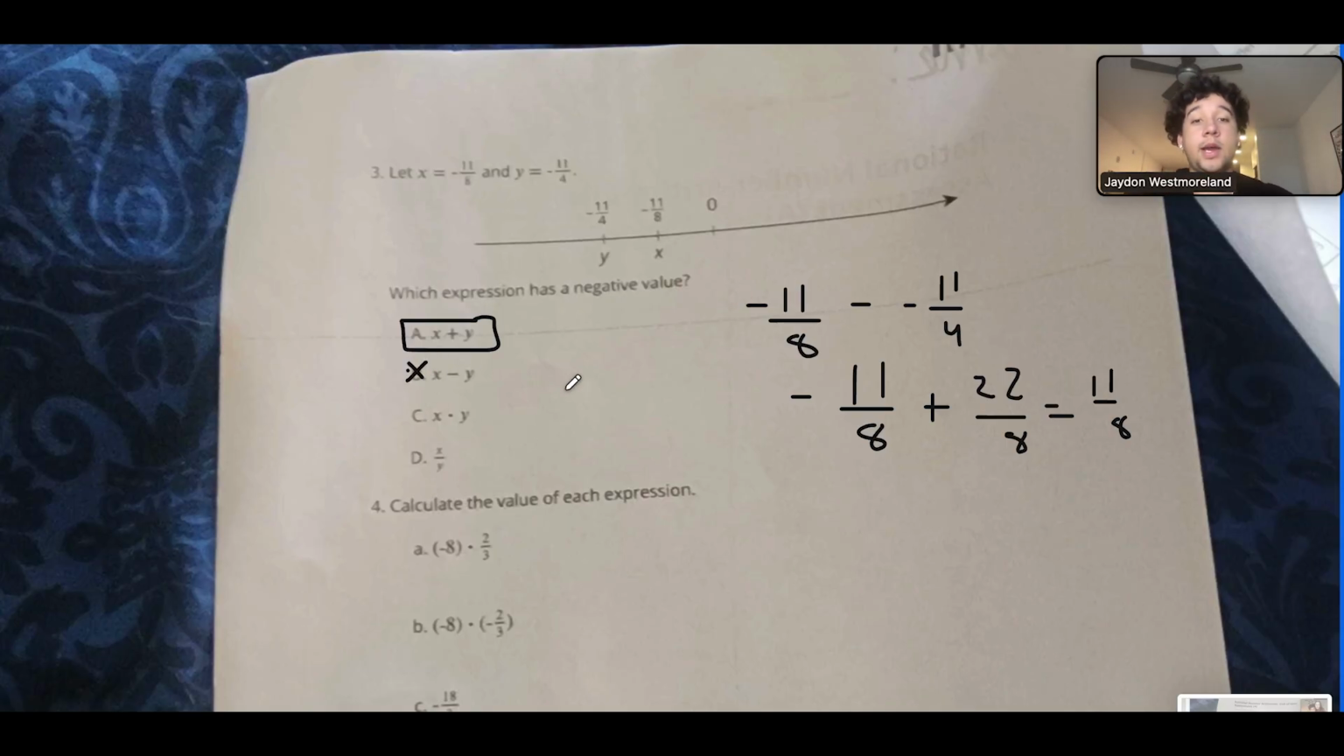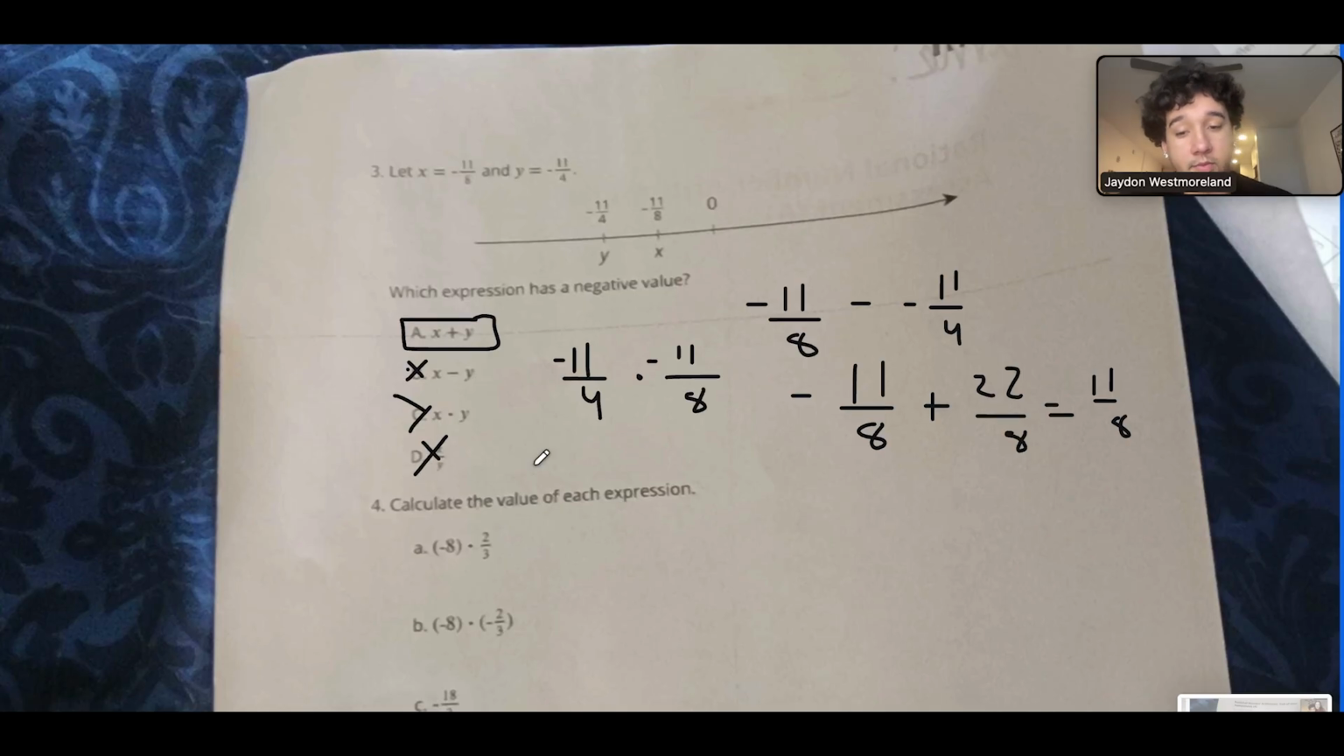Now, when I multiply these together, all I'm doing is just multiplying straight across. And in this case, obviously, we don't care much about the answer as we care about the signs. A negative times a negative equals a positive, right? So this one also isn't going to have a negative value. And then the same thing, a negative divided by a negative is also a positive. It's not going to equal this as well.